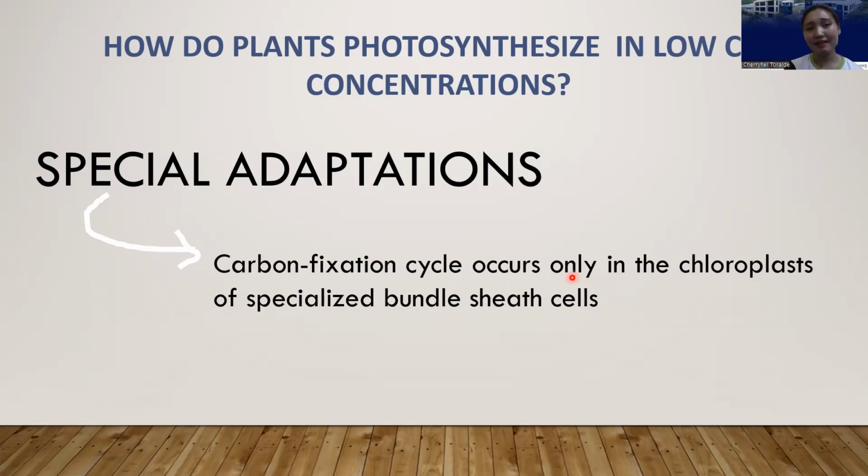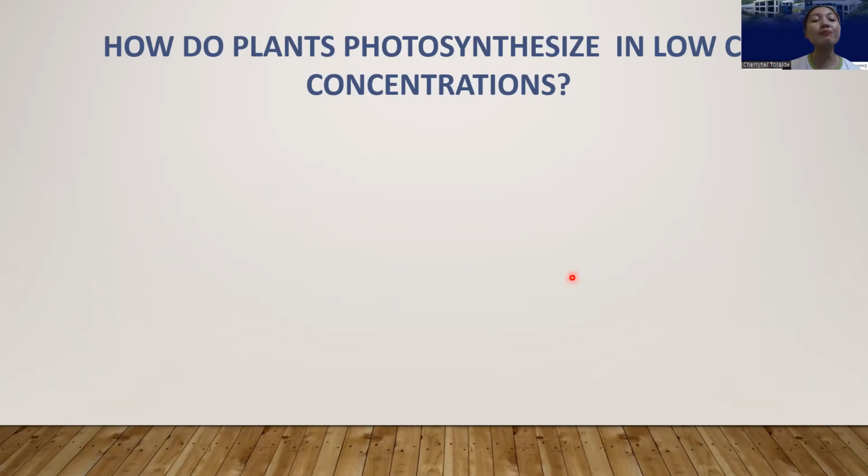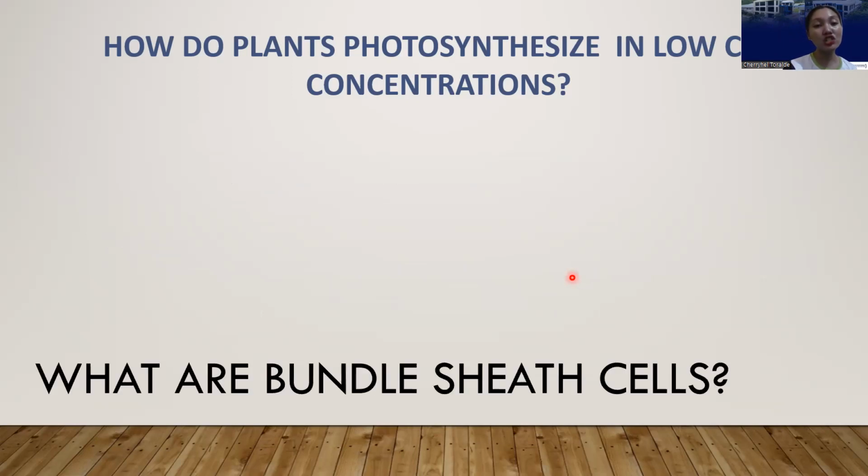As long as they have chloroplasts, photosynthesis just keeps going. In these types of plants, they have specialized bundle sheath cells in which carbon fixation happens. Photosynthesis has two stages, the light reactions and the dark reactions. The dark reactions are also called the carbon fixation cycle. So this second part happens only in the bundle sheath cells.